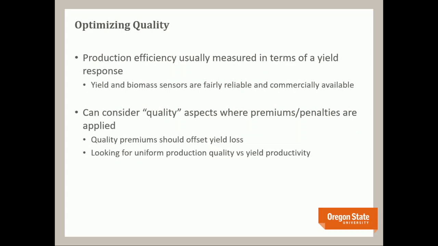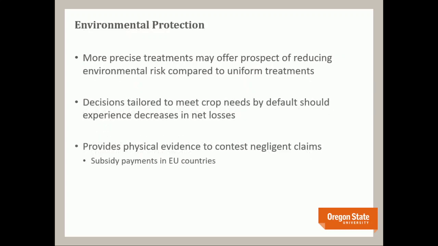Optimizing quality and production efficiency is usually measured in terms of yield or response. Yield and biomass sensors are fairly reliable and commercially available. They are mounted on harvesting machinery to monitor the yield, like a combine harvester for threshing wheat and rice. It can consider quality aspects where premiums or penalties are applied. Quality premium should offset yield loss, looking for uniform production quality versus yield productivity.